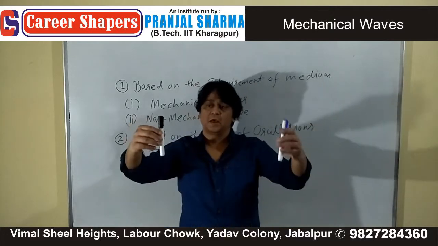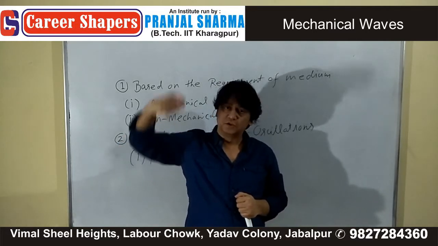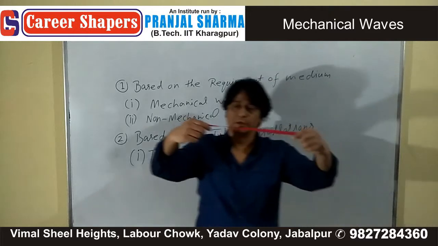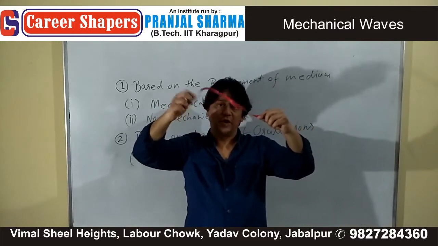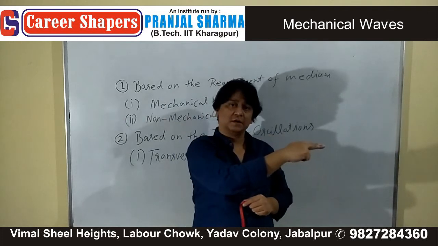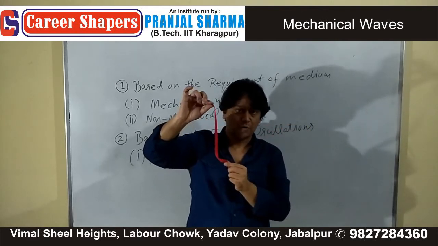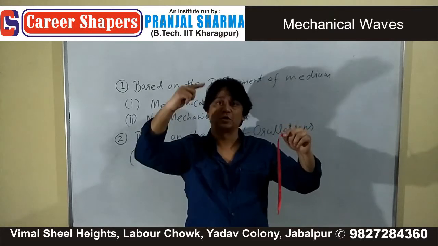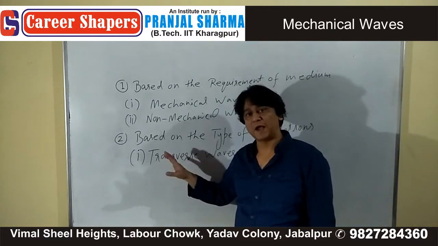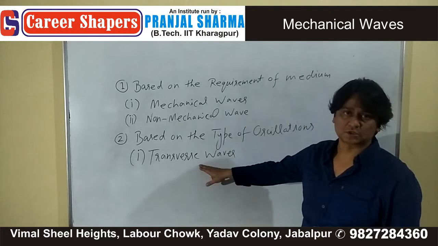If you take a string and move one of the end in this direction like this. When you move this end in this direction, you see that a wave is being formed. Energy is transferred from this side to this side, let's say along the x-axis. But medium particles of the rope, they are oscillating in this direction, let's say along the y-axis. When oscillations take place perpendicular to the direction of propagation, then that type of wave is called a transverse wave.